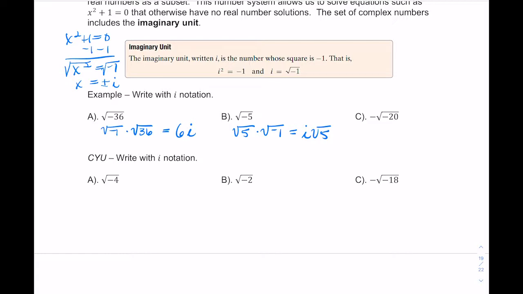In letter C, we have negative times the square root of -20. So I have a negative times the square root of 20 times the square root of -1. The square root of 20 breaks down into the square root of 4 times the square root of 5, and the square root of -1 is i. So I have 2, and I place the i next to the 2, so it's 2i root 5, and then you drop the negative down. So it would be -2i root 5.